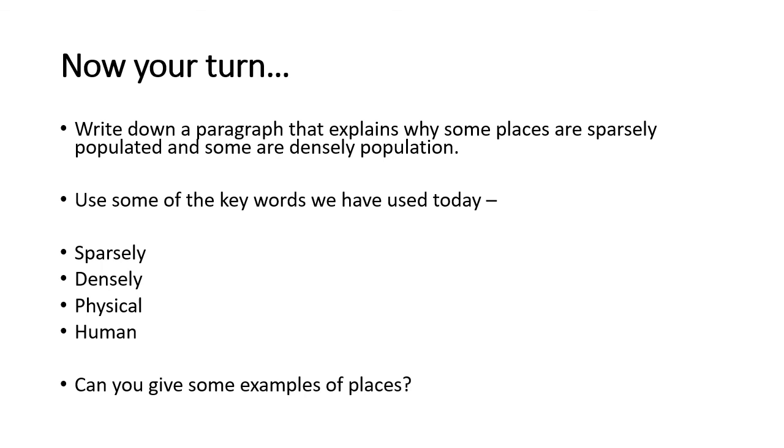I want you to now do an extended piece of writing to show me what you've learnt. I've put a paragraph there, but actually you can have several paragraphs if you really want to. Why are there some areas that are sparsely populated and why are some densely populated? Use some of the key words that we've used today. Can you give some places? You might set the piece of paper up, like I set the lesson up by looking at Salisbury Plain and London. Maybe you'd come up with two places and explain if it's sparsely or densely populated, and then give some of the reasons and link it to whether it's human geography or physical geography.